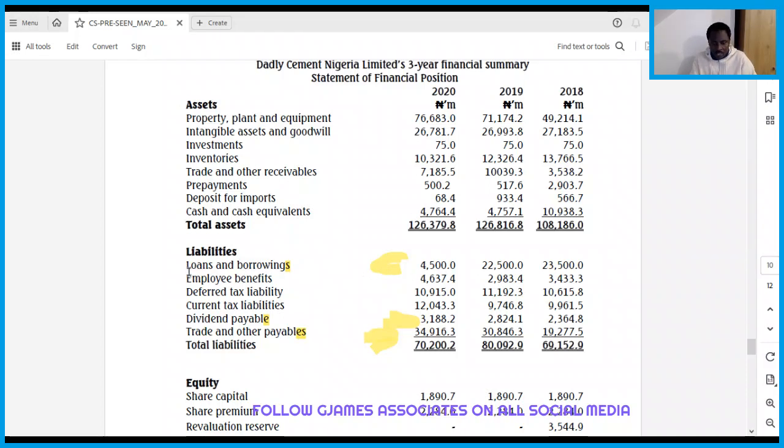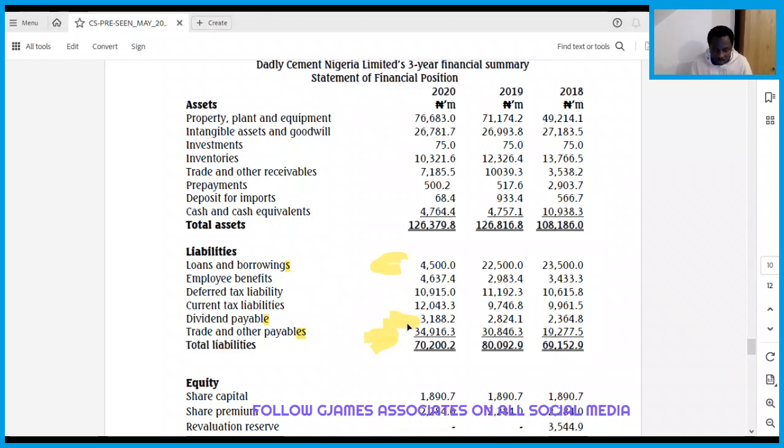Looking at the loan, we will see that from 2018 it was large, it reduced, and it reduced drastically in 2020. That suggests that we are reducing our indebtedness, right? So that is part of the question that may be asked if we are asked to evaluate the financial performance of Dudley Cement. We are managing our borrowing well based on trend analysis.